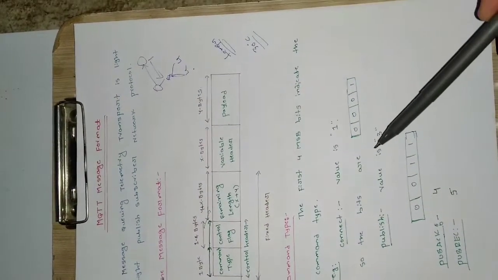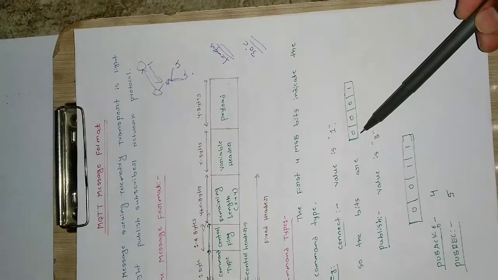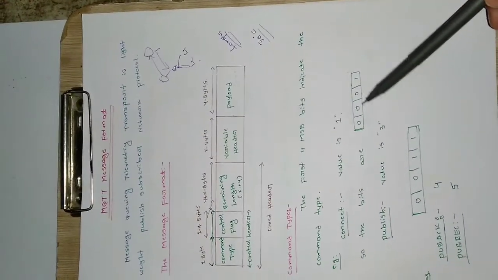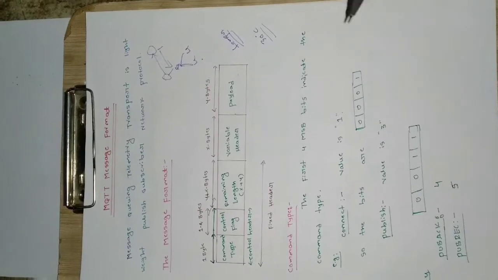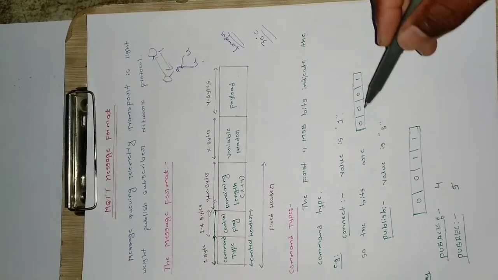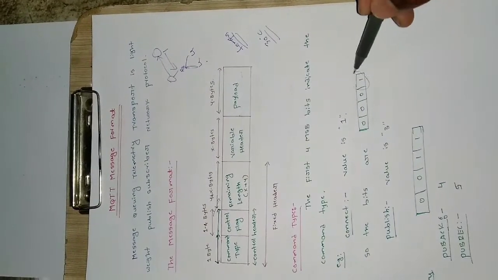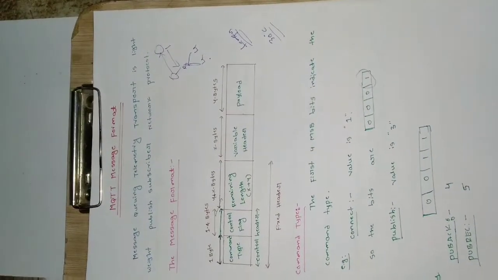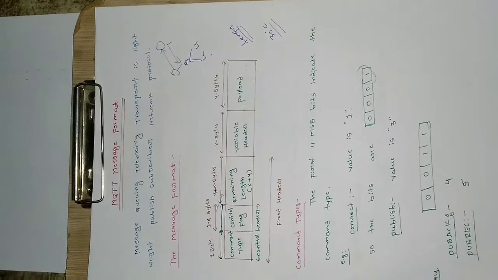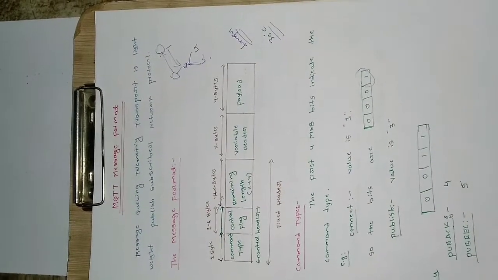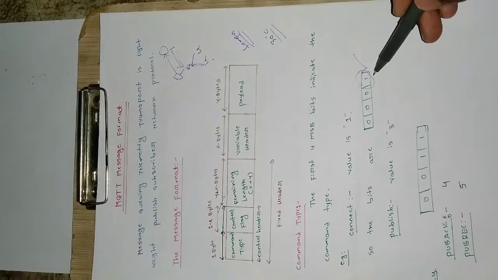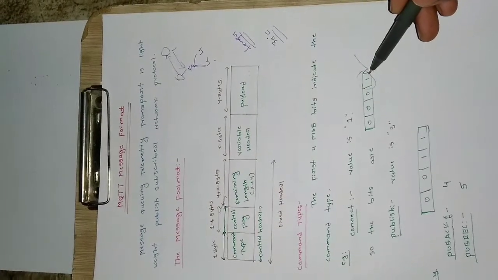So how can I write 1? I can write 1 in terms of binary bits as 0001. So the first 4 MSB bits will be filled with 0001. When the broker sees 1, it comes to know that the client is trying to connect with the server, that is the broker. That's why if you put 1 here, it is connect.